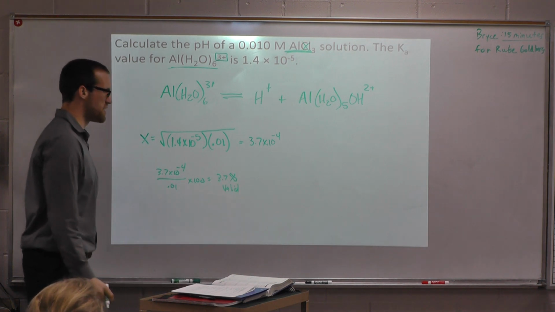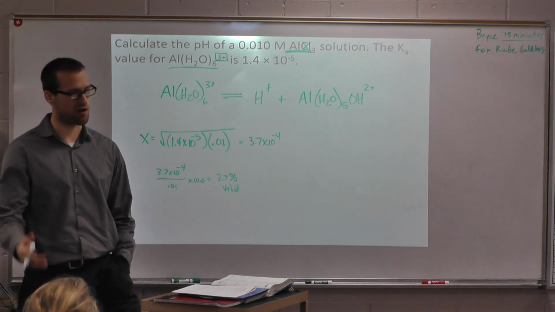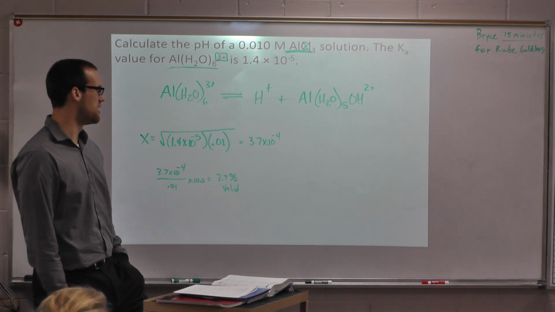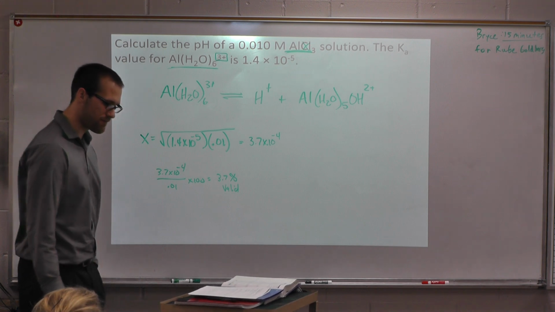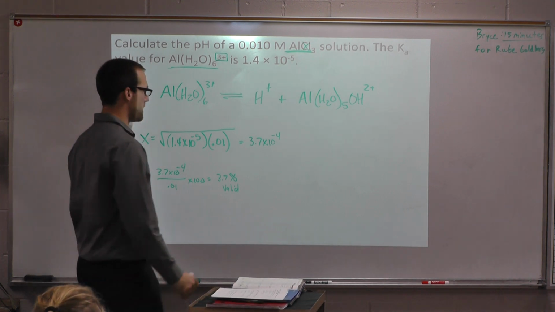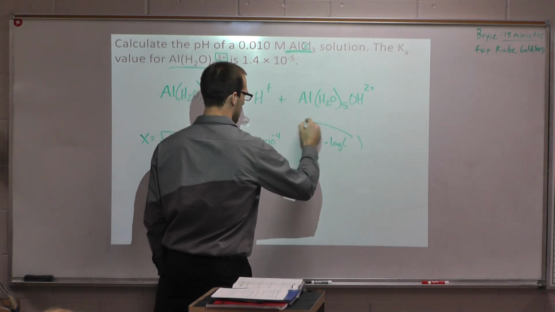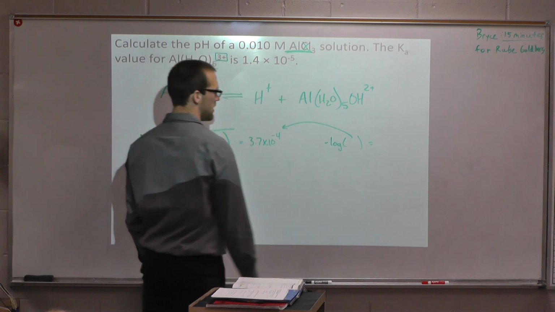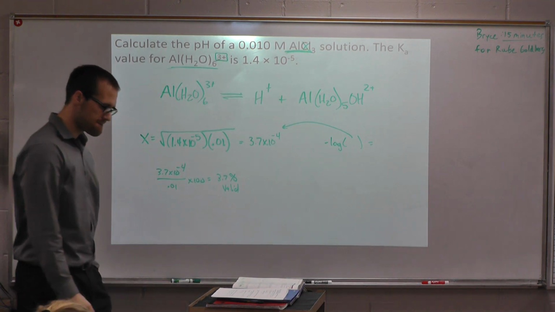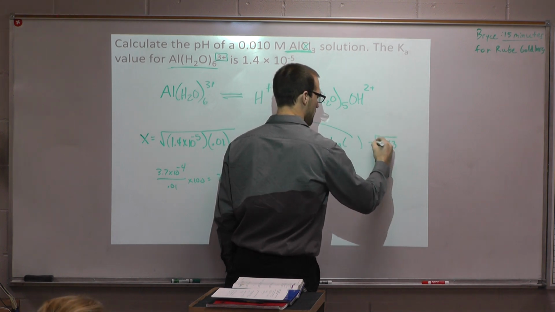Okay, which means our X is actually going to be valid, and that is our H plus concentration. We finish by doing what? That gives you a pH of 3.4.